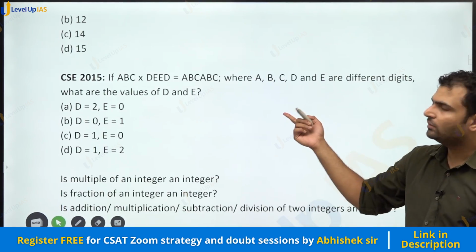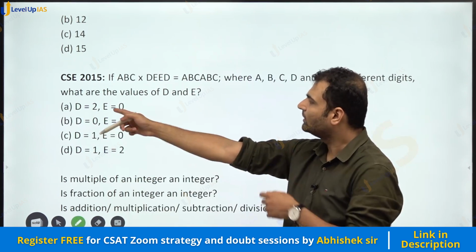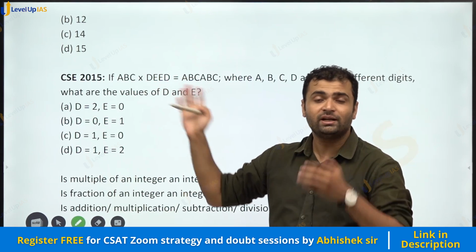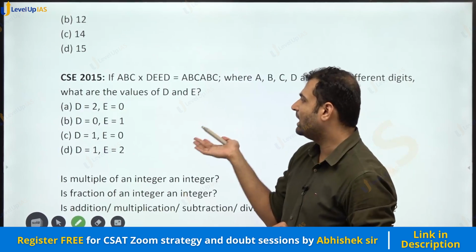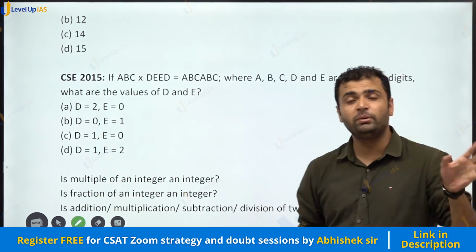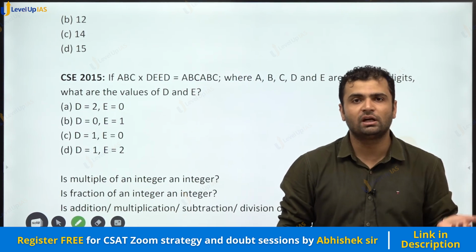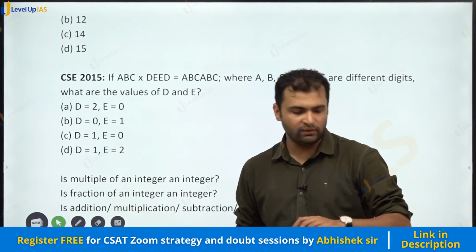Now this is the question, ABC into DEAD is equal to ABC ABC. What to do here? Put in the options and check. That is the simplest thing you can do to solve this question, right? That is why I have put it. You use options if directly available. And this question has been repeated in CSE 2023 in another format, but that is a very, very simple question.